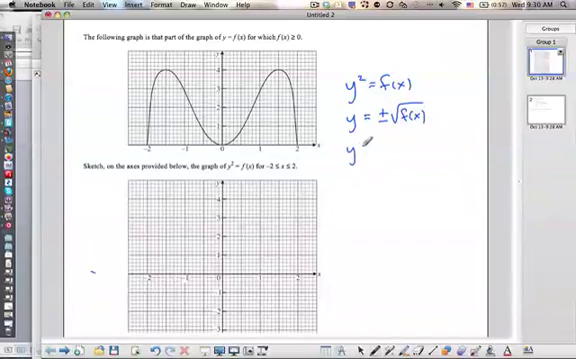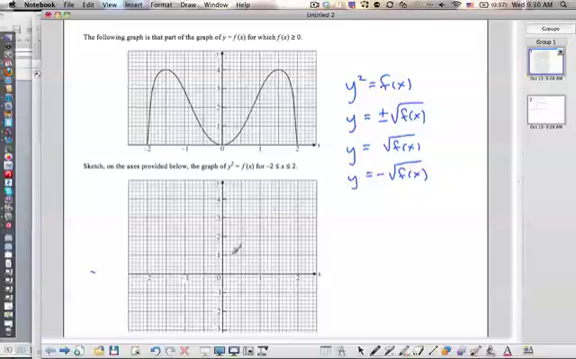So we actually have y equals root f of x, which is one function, and then we have y equals minus root f of x. So it's a little interesting. So we've got to graph both of them. Well, here's the original here. You see that we're just going to start taking some square roots.